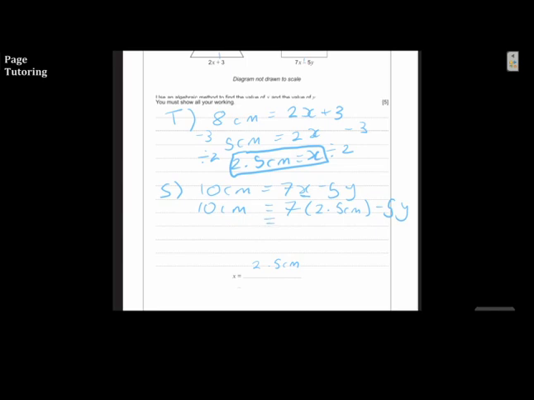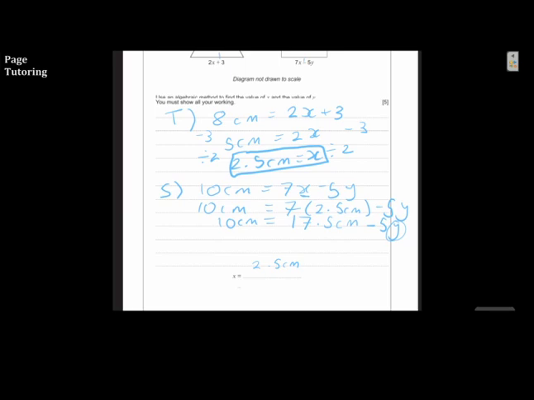So let's expand out our brackets. What's 7 times 2.5? That's, but here we go, 17.5 centimeters. So we know that 4 times 2.5 is 10. We know that 2 times 2.5 is 5. And because we've got 7, that's 17.5 centimeters. So minus 5y. And just like we did up here, we're going to now start trying to solve for y.